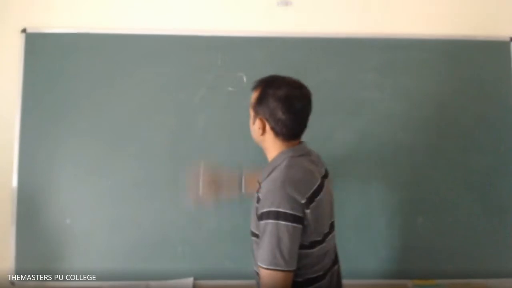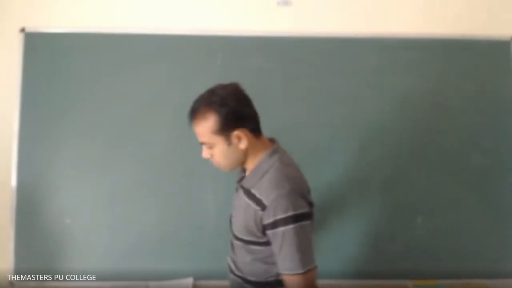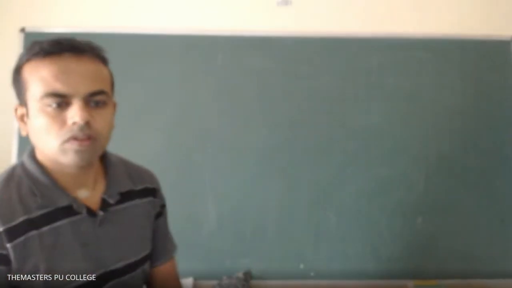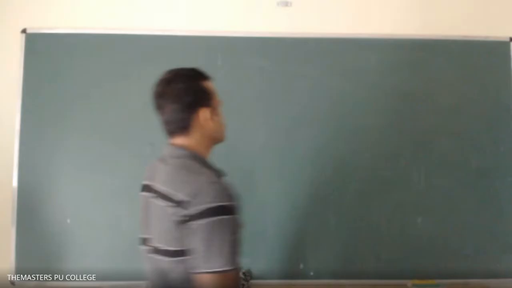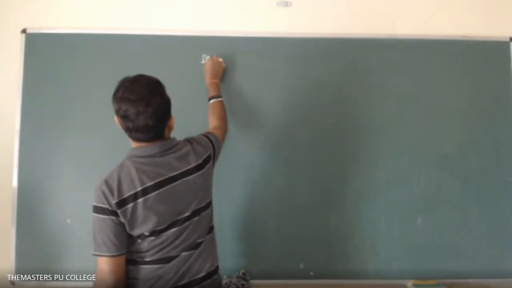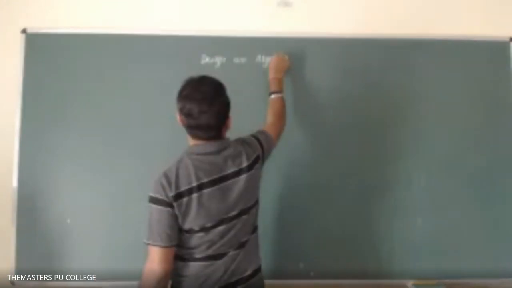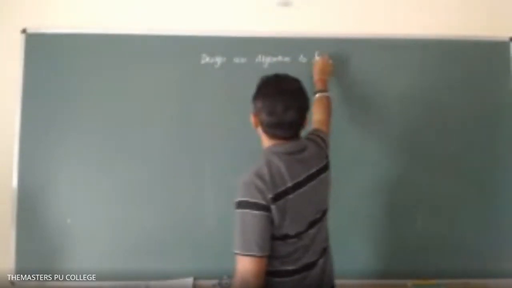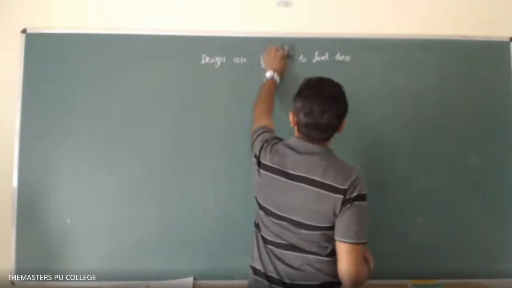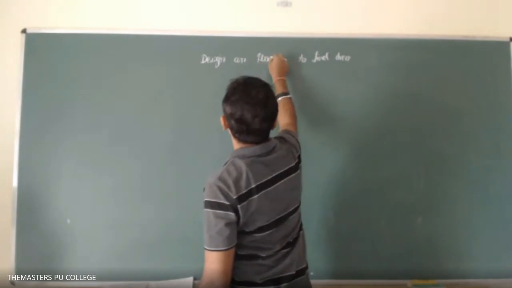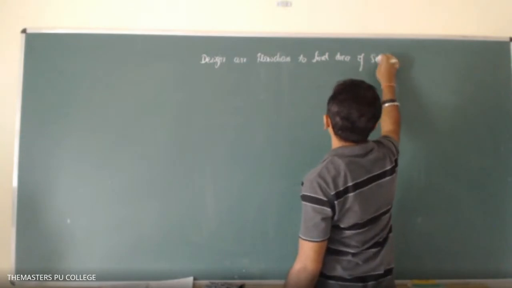First algorithm. Area of square. Okay, so here, design an algorithm to find area of square. So just you change it as a flowchart. Design a flowchart to find area of square.